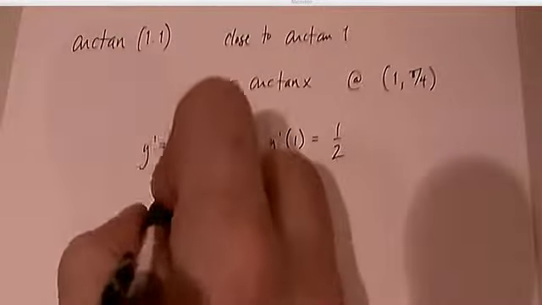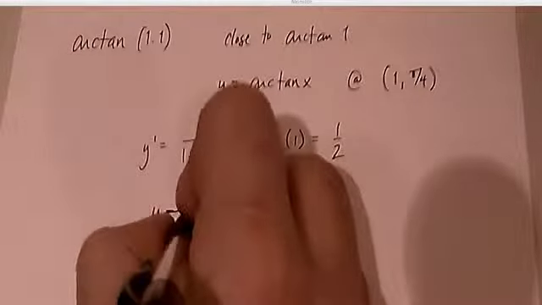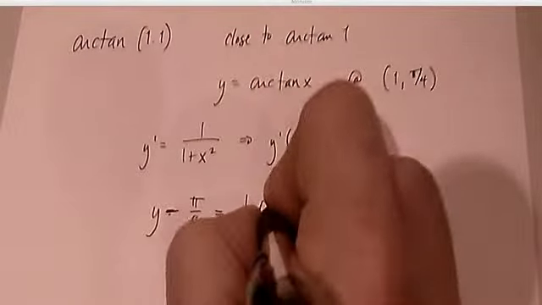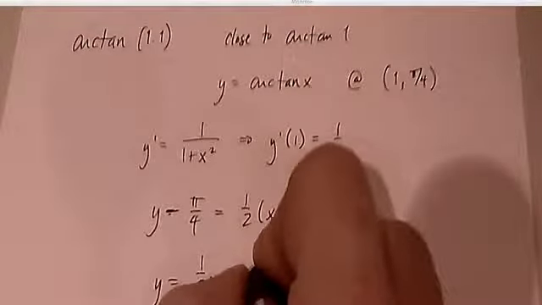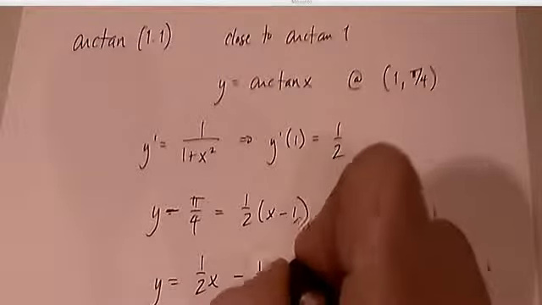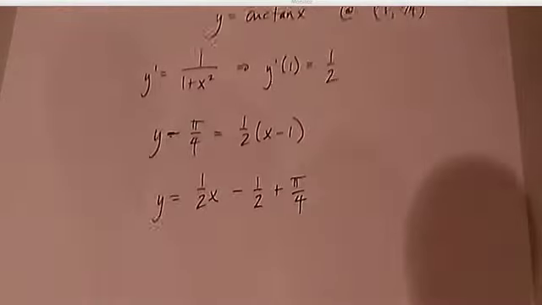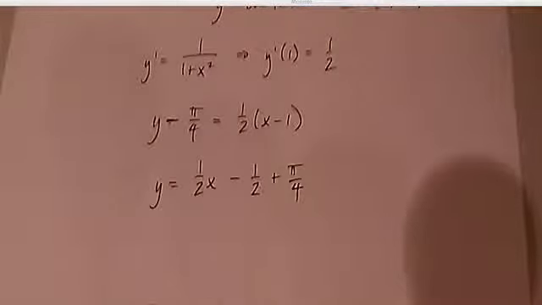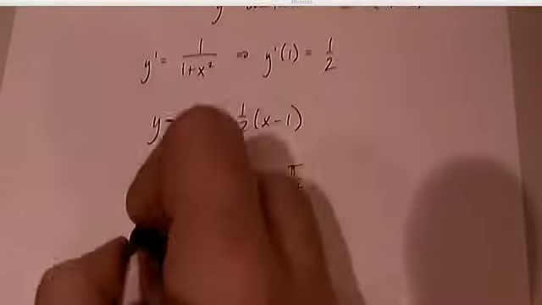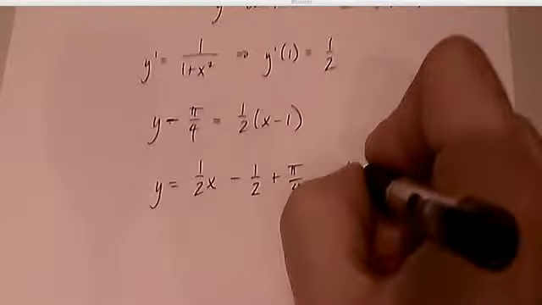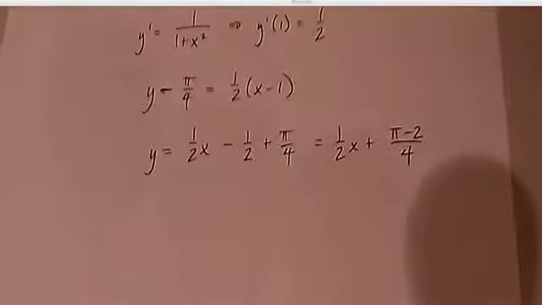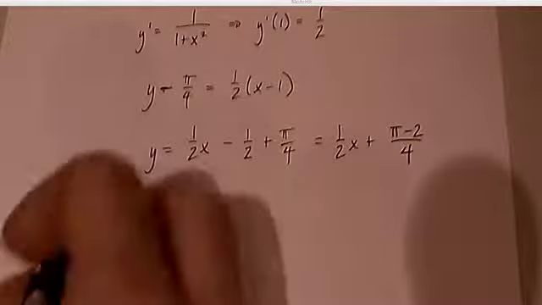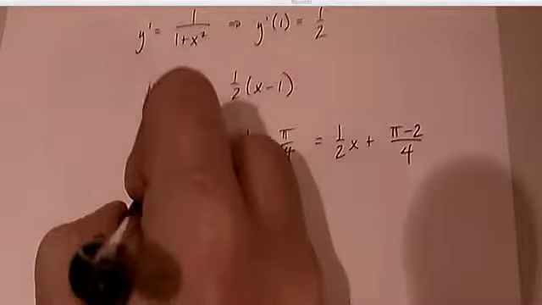And therefore I have y minus pi over 4 is equal to 1/2 (x minus 1), or y is equal to 1/2 x minus 1/2 plus pi over 4. And of course, I guess you could simplify those by putting them together. I guess that's 1/2 x plus (pi minus 2) over 4, or something like that, okay? Now what I need to do is evaluate the tangent line at 1.1.